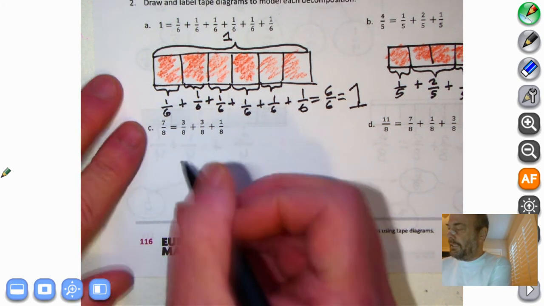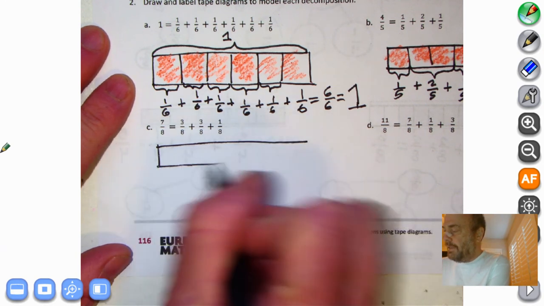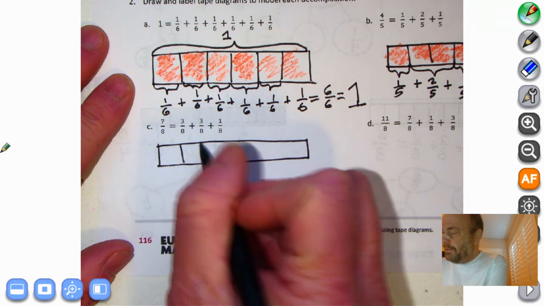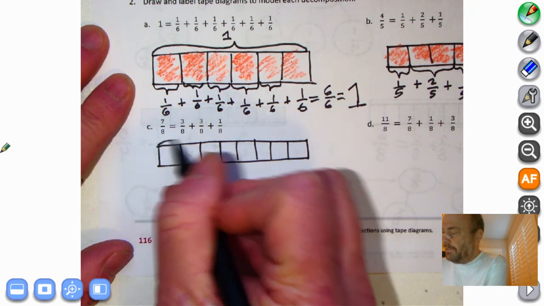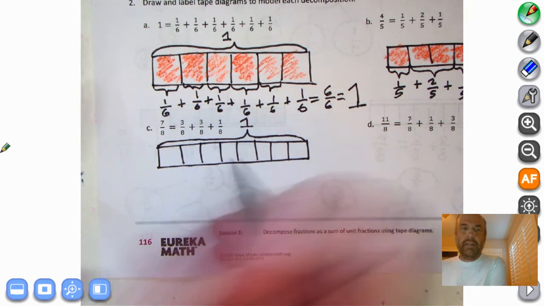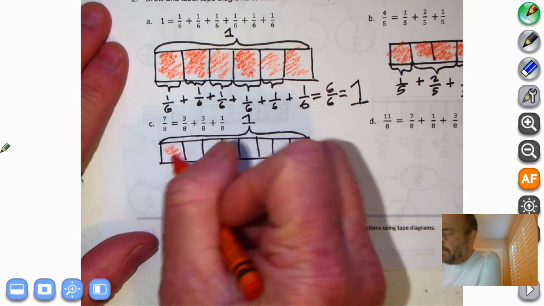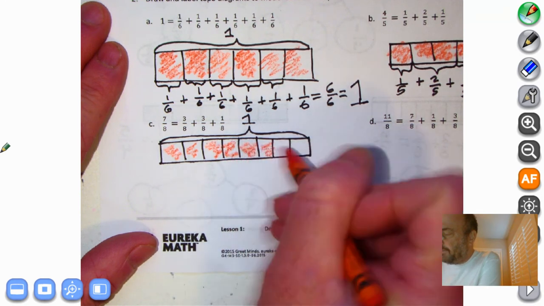All right, so our fraction is 7/8, so we need to make a tape diagram. We're going to break it up into 8 parts. 1, 2, 3, 4, 5, 6, 7, 8. And this is going to represent one whole. Let's color in the 7/8 to show what 7/8 looks like. 1/8, 2/8, 3/8, 4/8, 5/8, 6/8, and 7/8.